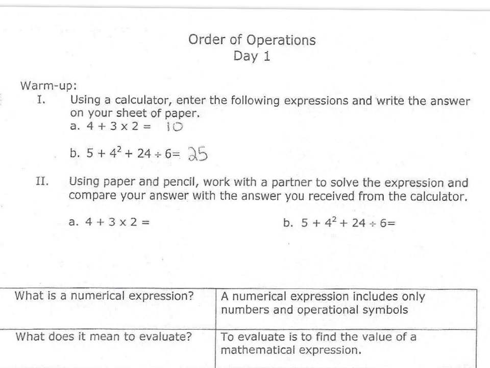So for A, how the calculator got 10 is the first thing that you have to do. In this problem, you have addition and multiplication. You first have to multiply. 3 times 2 is 6. And then you add 4. 4 plus 6 is 10.